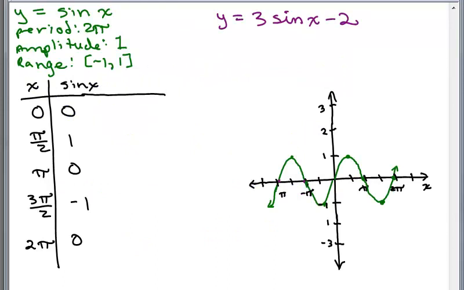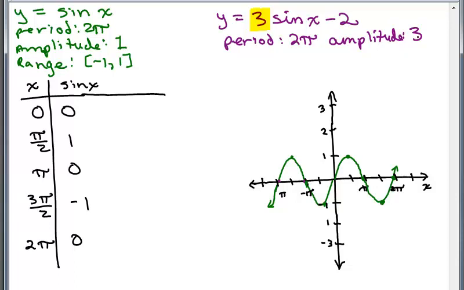So we want to graph y equals 3 sine of x minus 2. First of all, 3 is the coefficient of sine x. Remember, that has to do with the amplitude. Let's write down what we know here. The period's still going to be 2 pi, because that's the period for just y equals sine of x. And the amplitude is 3. Remember, that's sort of like it's stretched.